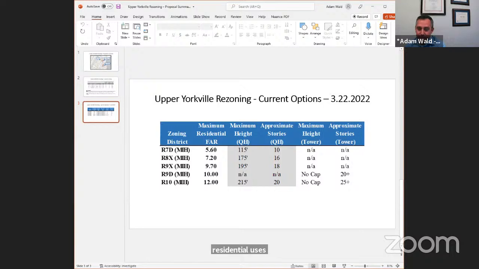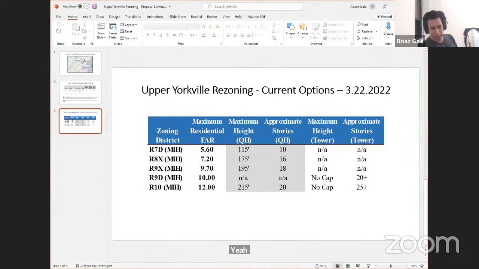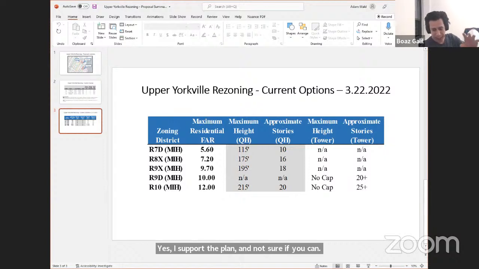Correct. Okay. All right. So let's see first if there are members of the public. I see one right here. Boaz Galil. Yes, I support the plan. Not sure if you can add to the zoning that those blocks will be focused on rental apartments, tall buildings, lots of housing. But yeah, good idea. Thank you.